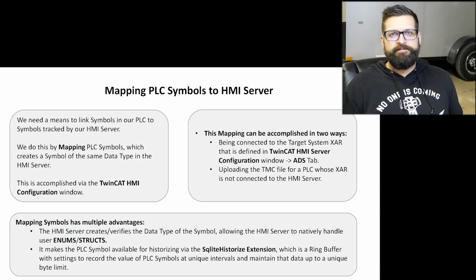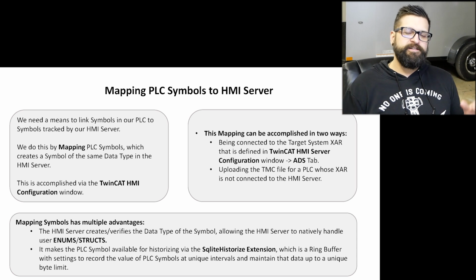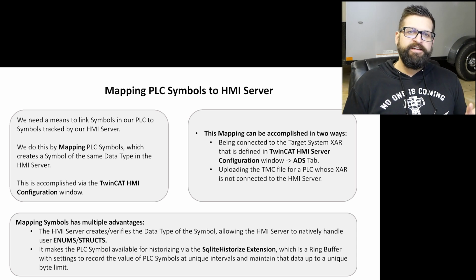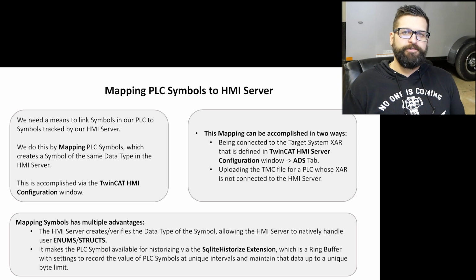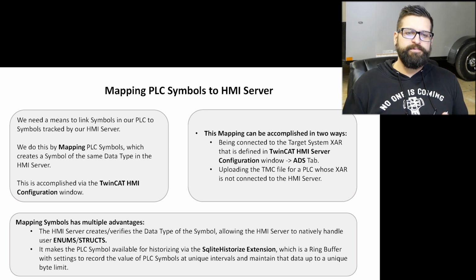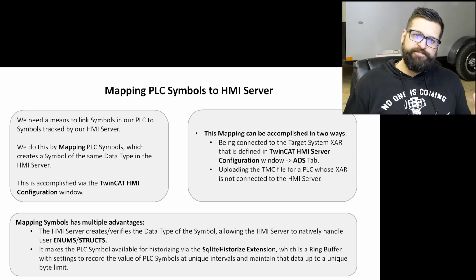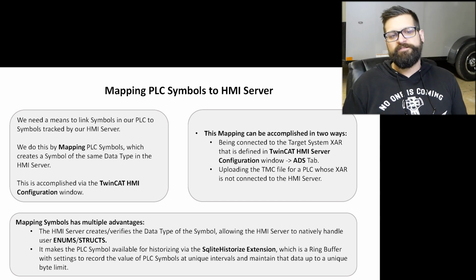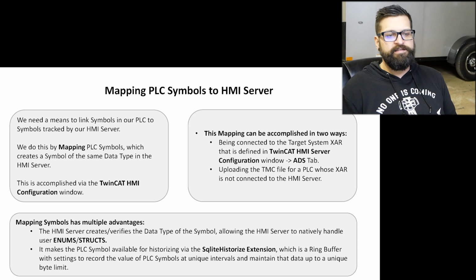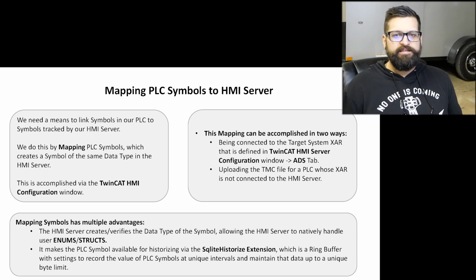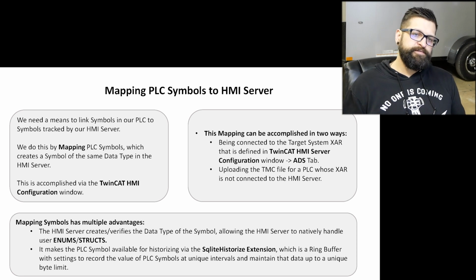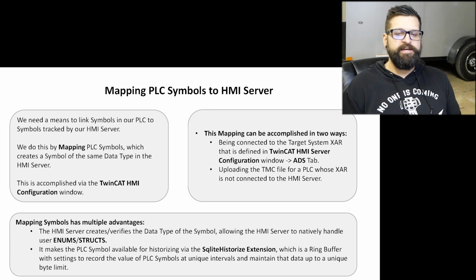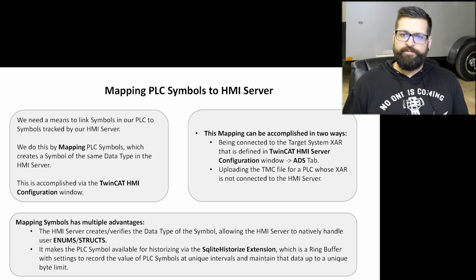So the fundamental purpose of an HMI is to connect a target system like a PLC or an intelligent field device to a larger control network that you can supervise and operate on. And so that means that we have to get variables in the PLC into our HMI. The way that we do this in the HMI engineering suite is that we map these variables. We map symbols from the PLC to the HMI server. And this can be accomplished in two ways.